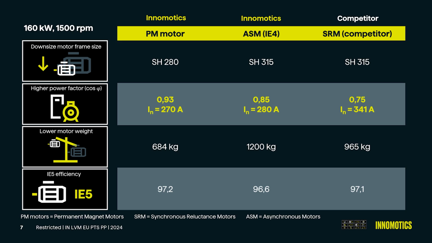As I already mentioned, a permanent magnet motor is always smaller in comparison to a standard asynchronous motor and also the synchronous reluctance motor. Here is the example that the standard motors in this power are shaft height 315. The permanent magnet motor is 1 frame size smaller. The other aspect I already mentioned, and here you see the comparison of the power factor.